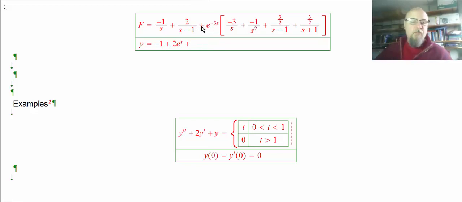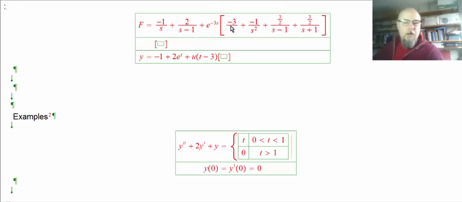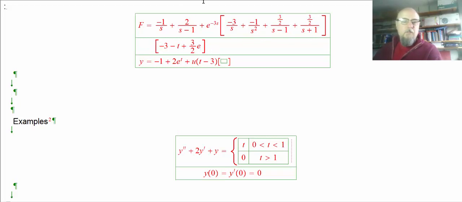Now we're set to un-Laplace the piece with the Heaviside step function. This e to the minus 3s then is going to be that Heaviside step function turned on at 3. Now all this stuff in the square bracket, normally the minus 3 over s would un-Laplace to be minus 3. The minus 1 over s squared would un-Laplace to be minus t. The 3 halves over s minus 1 would un-Laplace to be 3 halves e to the t, and the 3 halves over s plus 1 would un-Laplace to be 3 over 2 e to the minus t.